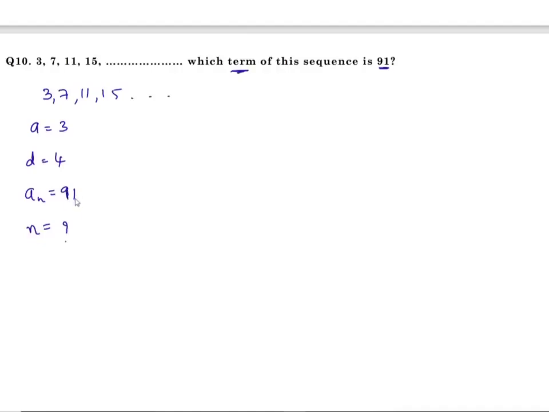What is the last term? 91. Therefore using what? an equals a plus n minus 1 into d. What is the an value? 91 equals, what is the value of a? a is 3 plus, since I should find out n, keep n minus 1 as it is, d is what? 4.